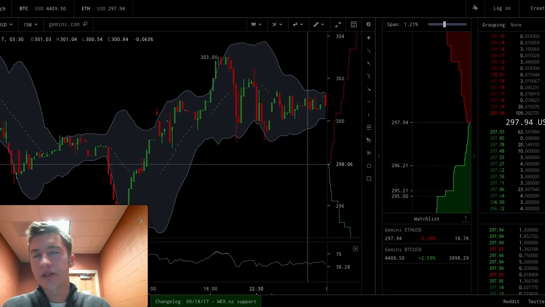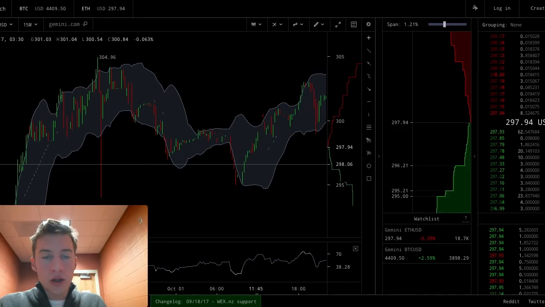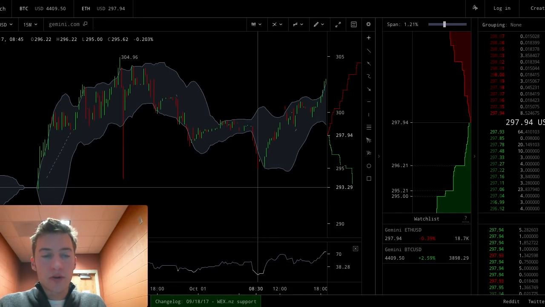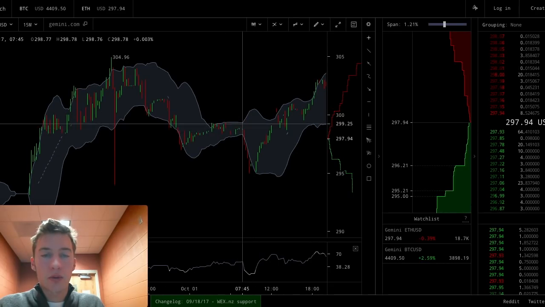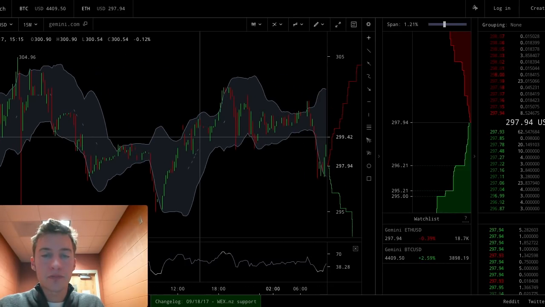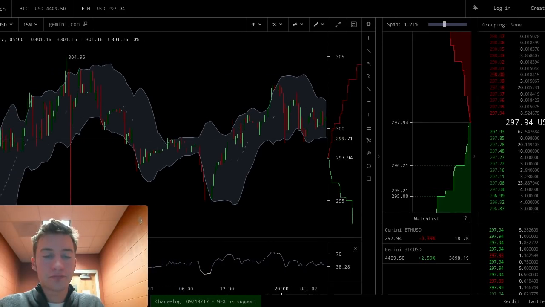So that's just the basics of how to use the RSI Bollinger Bands. Looking for price extremes, looking for overbought and oversold readings, and then also looking at the volatility by how tight and loose these bands are.